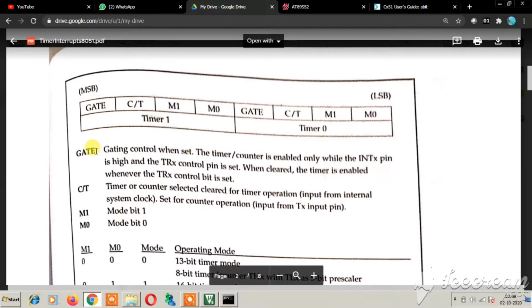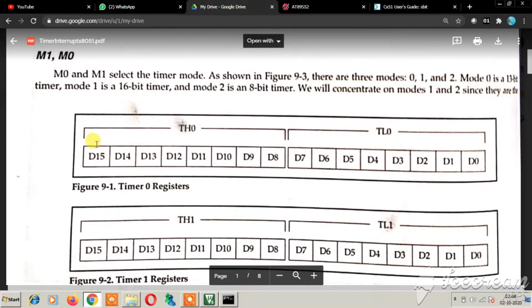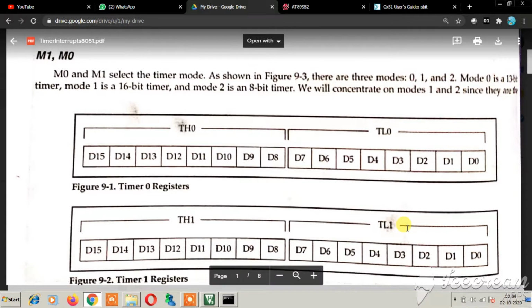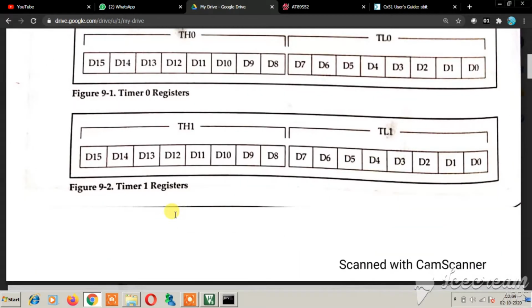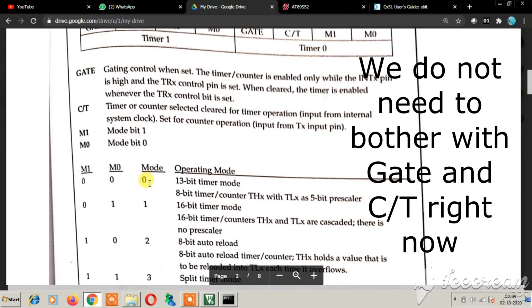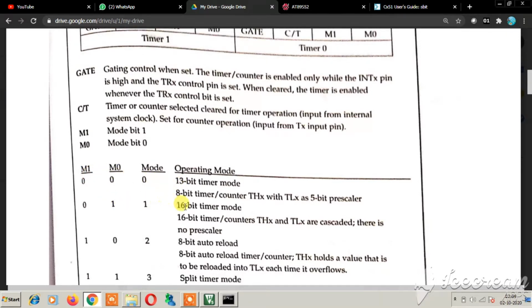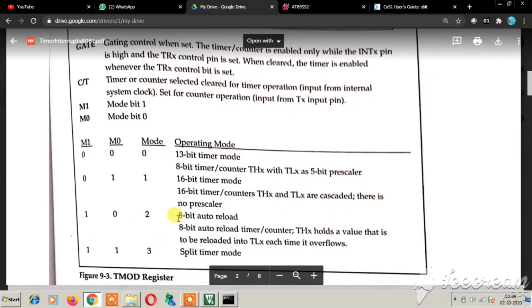Also I would like to show here the TH0 and the TL0, and also the TH1 and the TL1. This is the timer 0 and this is the timer 1 register. And now in the TMOD, see here the mode, which can be set by M1 and M0. Mode 0 is the 13-bit timer mode. Mode 1 is the 16-bit timer mode. Mode 2 is the 8-bit auto reload, and mode 3 is the split timer mode.